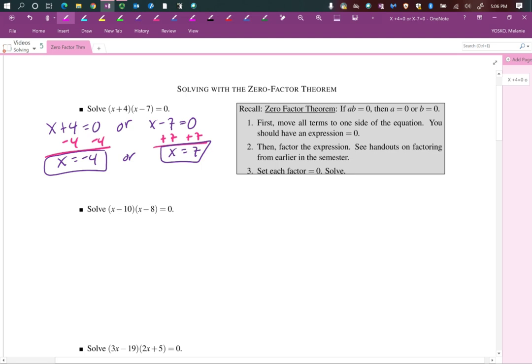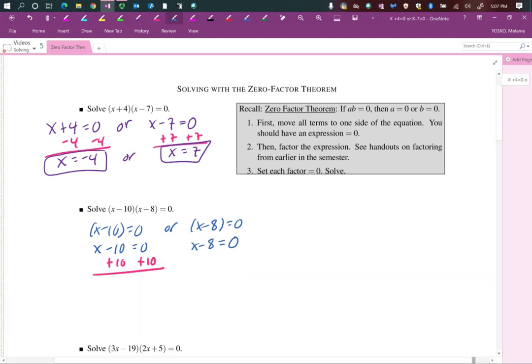Solve. This is a product. X minus 10 times x minus 8 equals 0. So we have two things multiplied together. The answer is 0. That means one of those pieces has to be 0. So x minus 10 is 0, or x minus 8 is 0. If you want to write the parentheses the first step, you can. It's not necessary. You can go straight to this step. Then we're going to add 10 to both sides here. That way we have x all by itself. Then we end up with x equals 10.